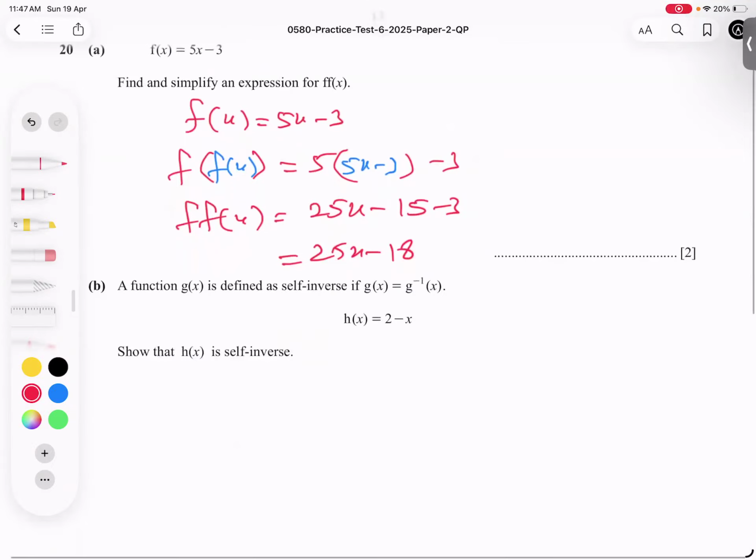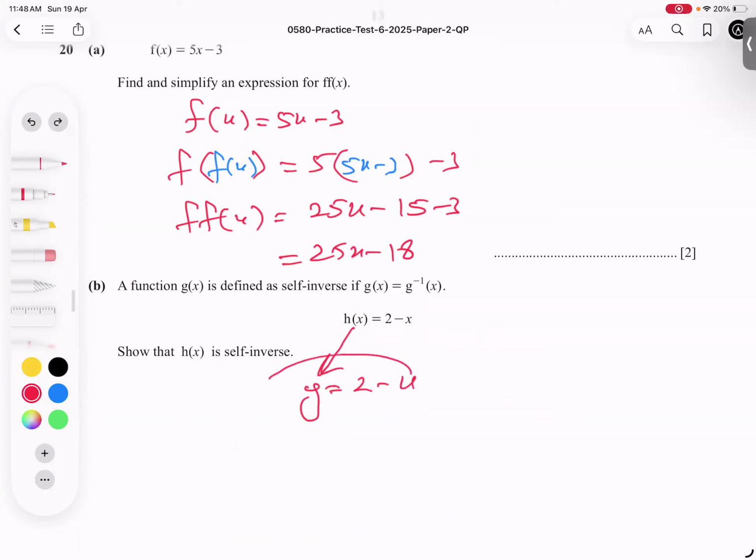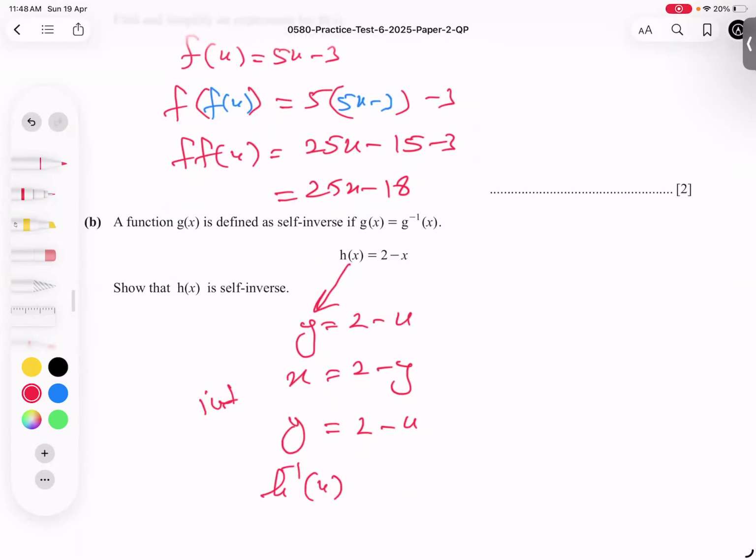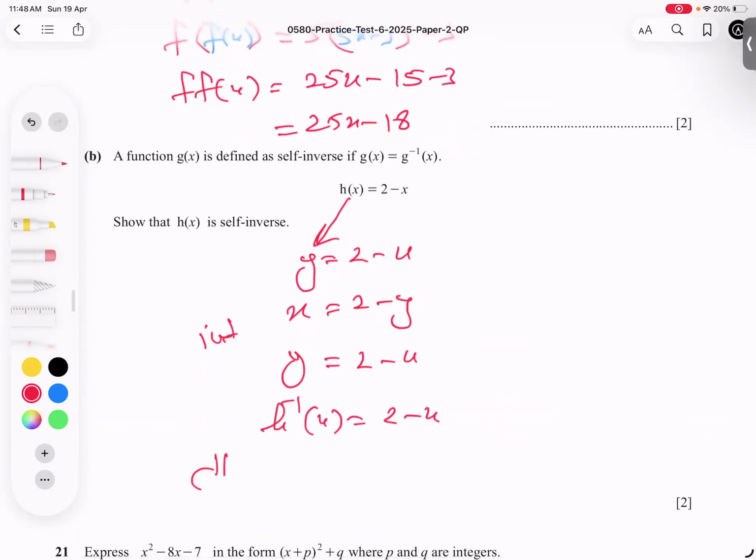Now, what about this? What is called self-inverse? If the inverse function and G inverse become the same, it's called self-inverse. Show that H is also self-inverse. I will find the inverse of H, and if it comes the same answer, it's called self-inverse. Remove the function and write y. Now, this is y subject, but we'll make x subject. x will go here, this will go to the other side. So x equals 2 minus y. Interchange: x becomes y and y becomes x. And this is called H inverse. And check it now. Is H inverse the same or not the same? So you can say, hence, H of x is self-inverse.